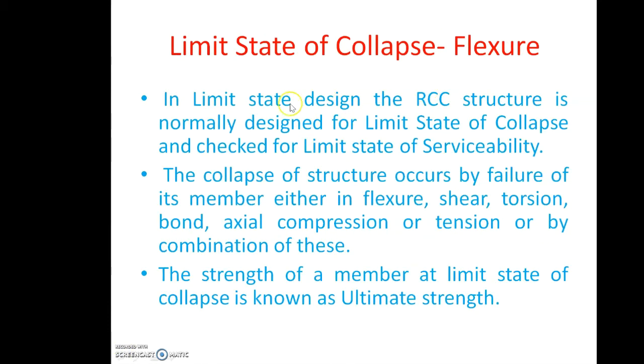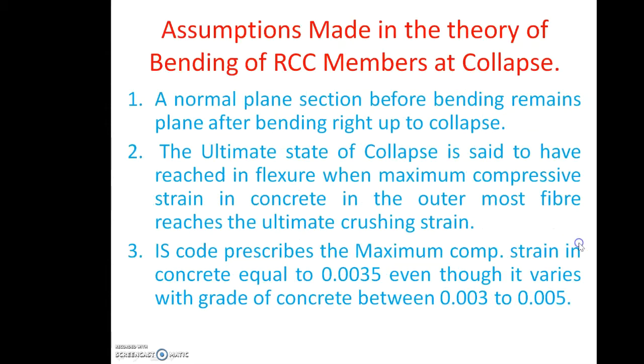Limit state of collapse. In the limit state method, the structure is normally designed for limit state of collapse and checked for limit state of serviceability. As I already told, the collapse of a structure occurs by failure of its member either in flexure, shear, torsion, bond, axial compression or tension, or by a combination of all these. The strength of the member at limit state of collapse is known as the ultimate strength of that particular structure.